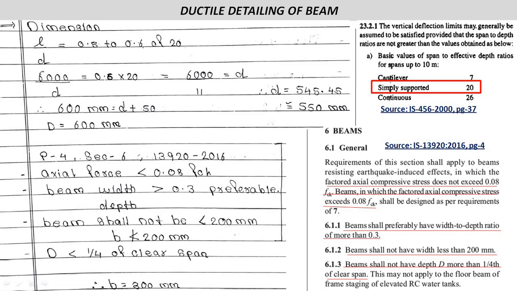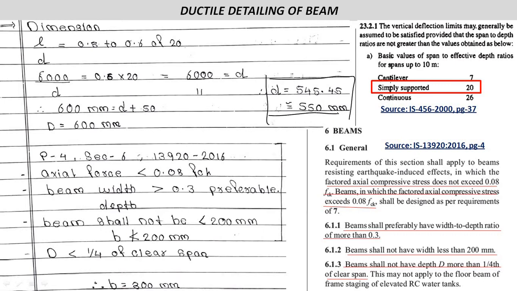So L by D, in our case the length of the beam is 6 meters, so 6000 mm divided by D into multiplication factor 0.6 into, as a simply supported beam, we will multiply 20. So we will have the value of small d as 545.45 mm. If we round off, I have made it 550 mm. So this we have found as small d, which is the effective depth of the beam.